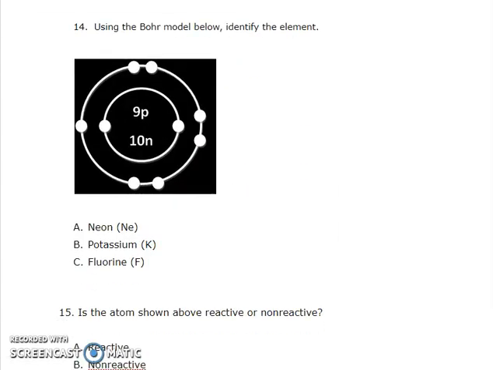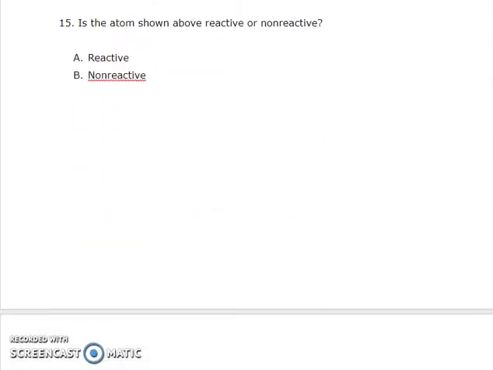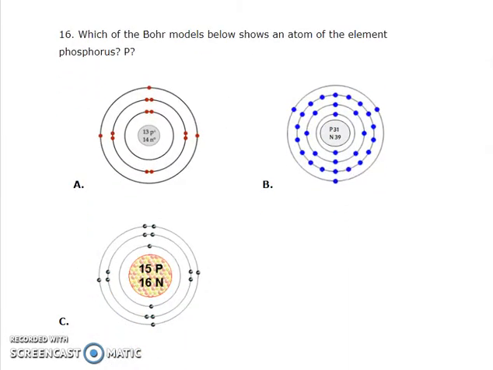Number 14. Using the Bohr model below, identify the element. A, neon. B, potassium. C, fluorine. Number 15. Is the atom shown above reactive or non-reactive? A, reactive. B, non-reactive.